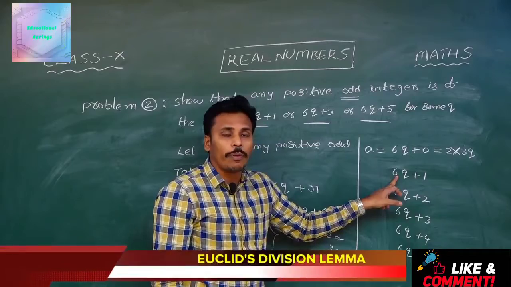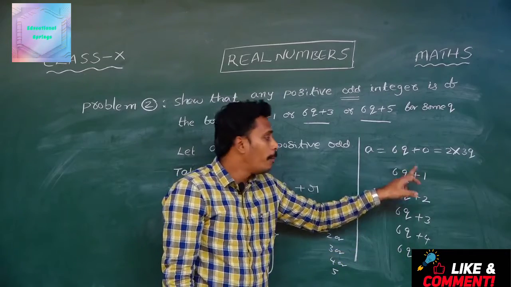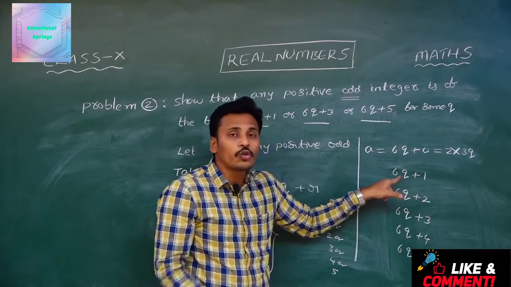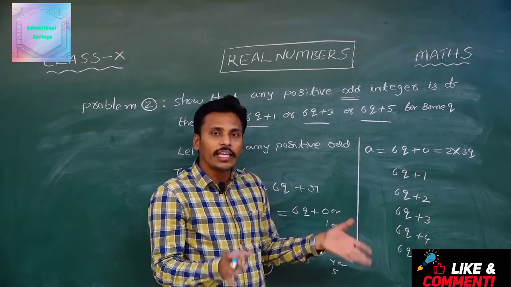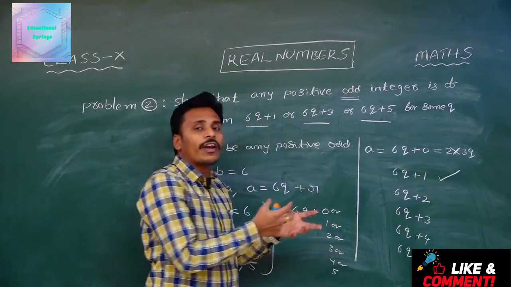Then check 6q plus 1. In the 6q there is a 2, as I already mentioned, but in this one there is no 2. So you are not allowed to take out 2 from 6q plus 1. That's why it is not even, so surely it is odd. So this is one of our required representations.